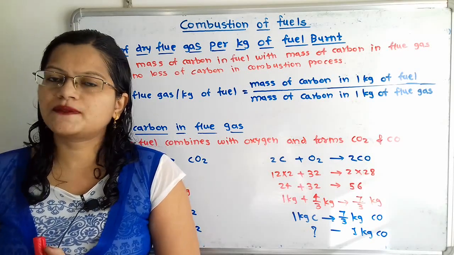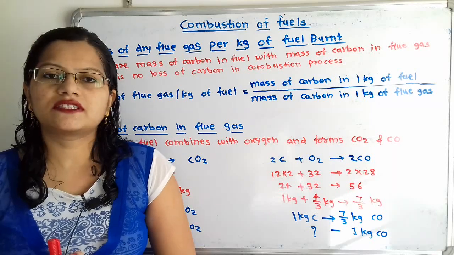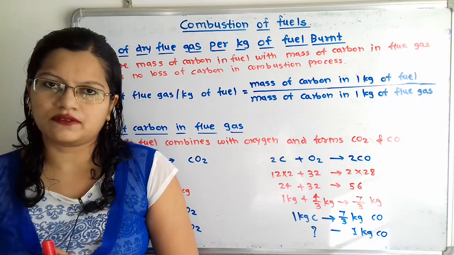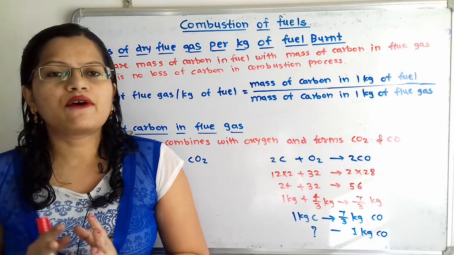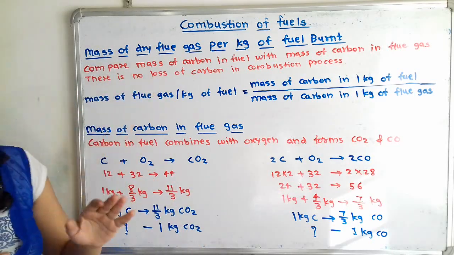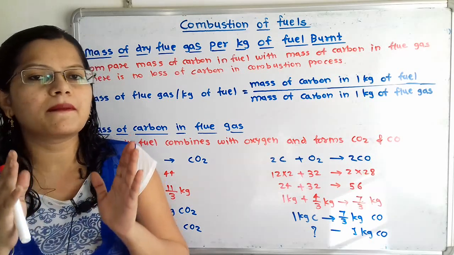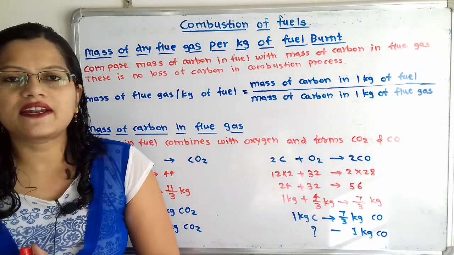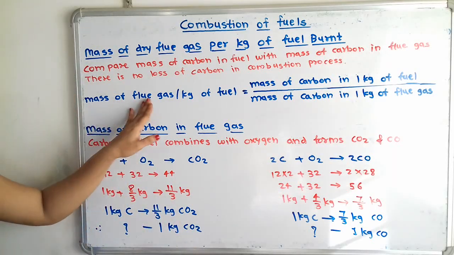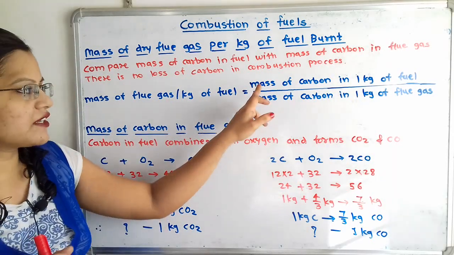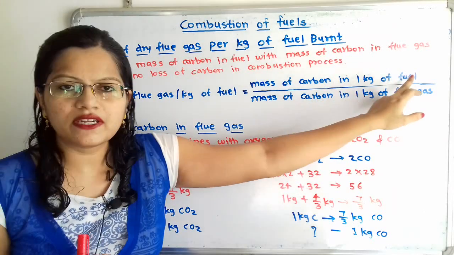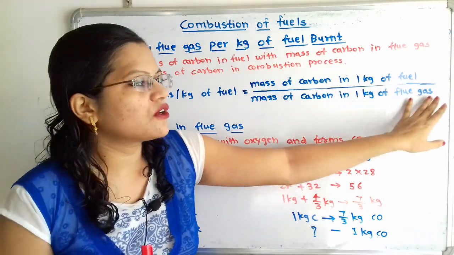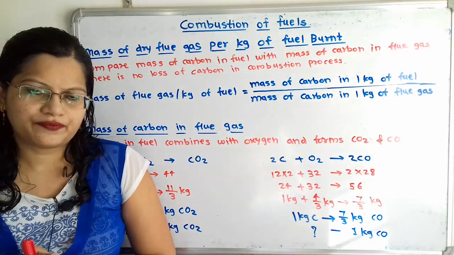Now if we observe the combustion process, then during the combustion there is no loss of the carbon. So we have to compare what is the mass of carbon in fuel with the mass of carbon in flue gas. So how we can write the formula? Mass of flue gas per kilogram of fuel is equal to mass of carbon in 1 kilogram of fuel divided by mass of carbon in 1 kilogram of flue gas.